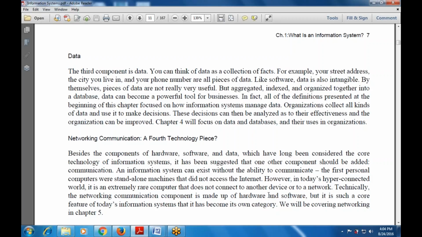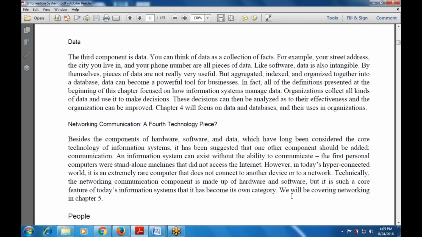The first personal computer was a standalone machine that did not access the internet. However, in today's life, which is a hyper-connected network, there is a need for interconnection, a need for communication within the network. That need is fulfilled by the networking components, the communication component. That is also part of the technology. It is made up of hardware and software, but it is a core feature of today's information systems that has become its own category. We will be covering networking in the next chapter, chapter number 5.